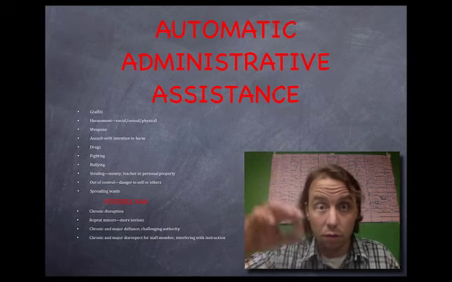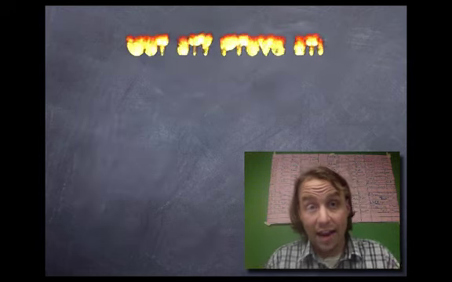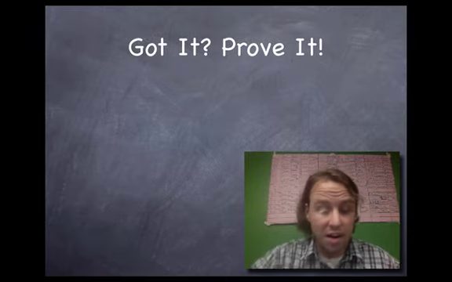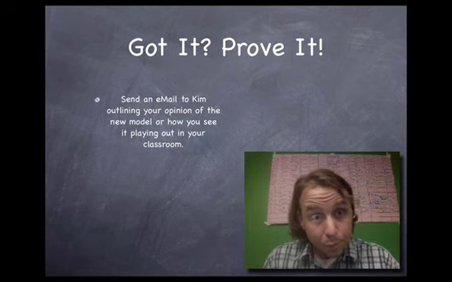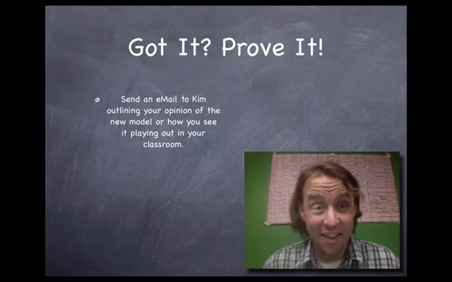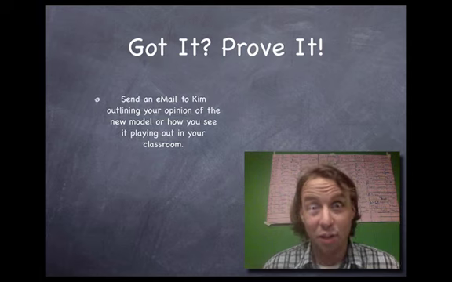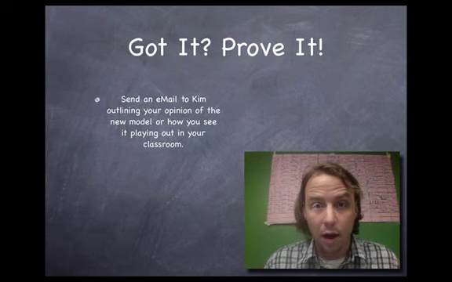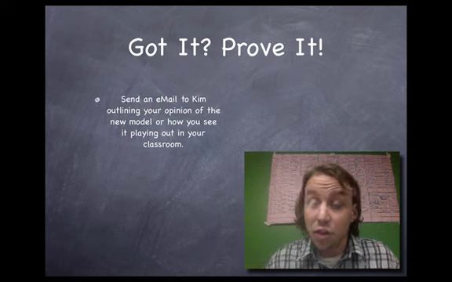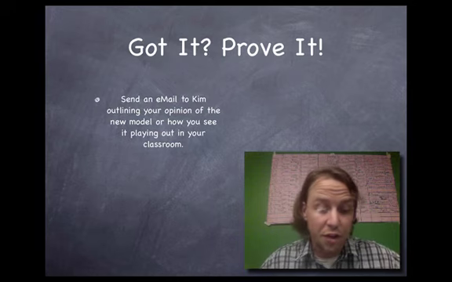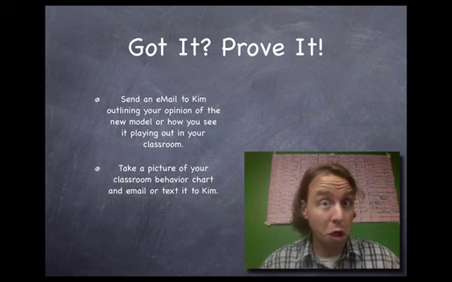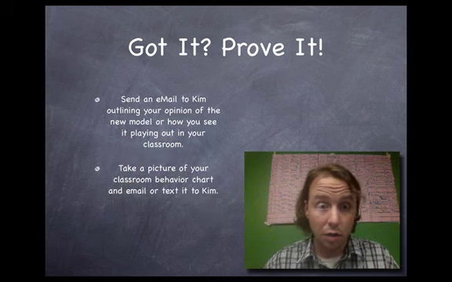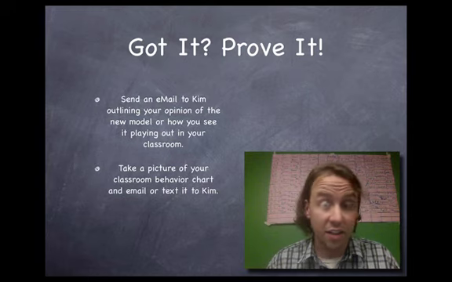Okay? So, you think you got it? Those are the 3 new rules. That's it. And if you think you understand it, you're going to have to prove it. Pick one of the following 3 things. You can send an email to Kim, just describing your opinion on this. Not that anything is going to change, perhaps, but maybe you have some insights. Maybe you can just express some understanding to prove that you watched this video and you got it. Or you can take a picture of your behavior chart showing that you've included these things, and email it or text it to Kim.